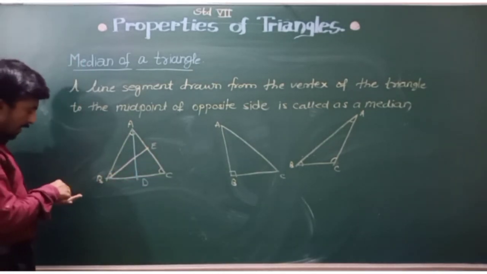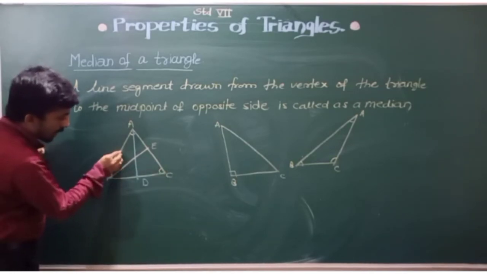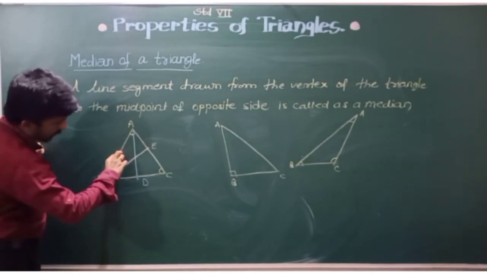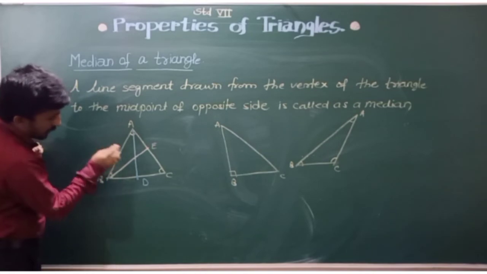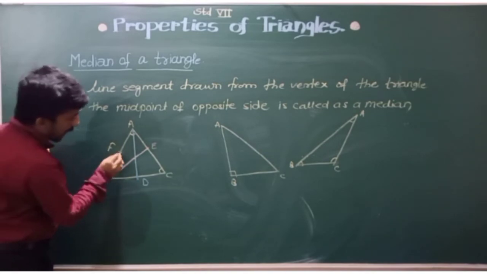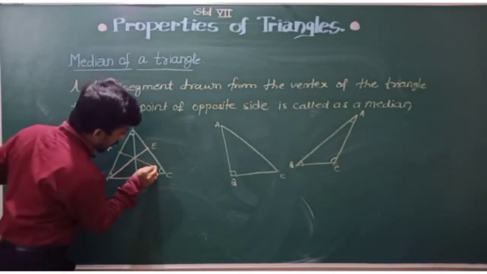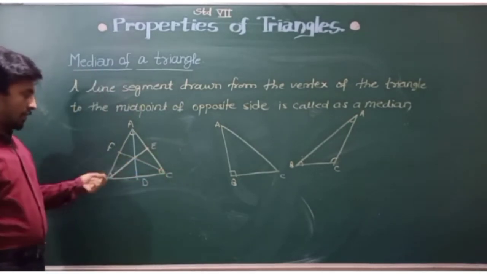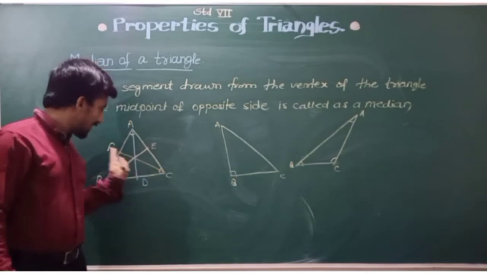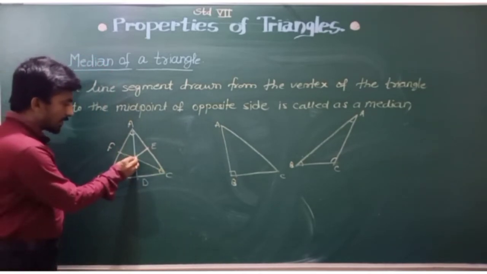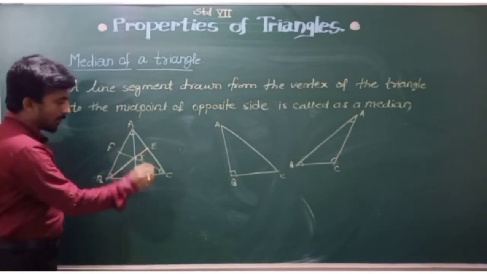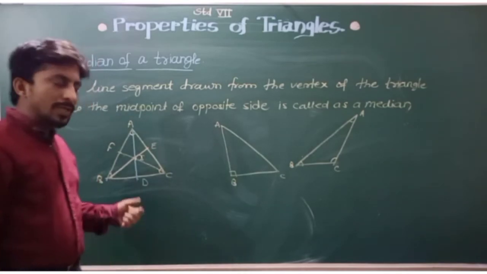Similarly here from C, I will mark the midpoint. Somewhere here I get it. So it is F. I will join this midpoint to vertex C. I will get this median CF. And see here, this is the intersection of the medians. Understood? So what is a median?